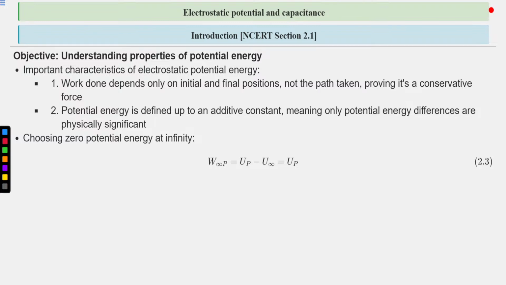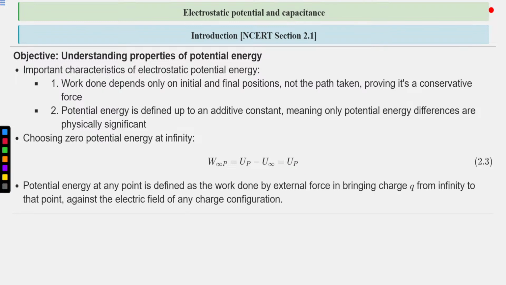Now, work done to bring the charge from R to P was W_RP. Work done to bring the charge from infinity to point P is U_P minus U infinity, meaning potential energy at point P minus potential energy at infinity. Now we are taking potential energy at infinity as 0. So work done to bring the charge from infinity to point P is stored in the form of potential energy, which is equal to the potential energy at point P. And this is the definition of potential energy at any point.